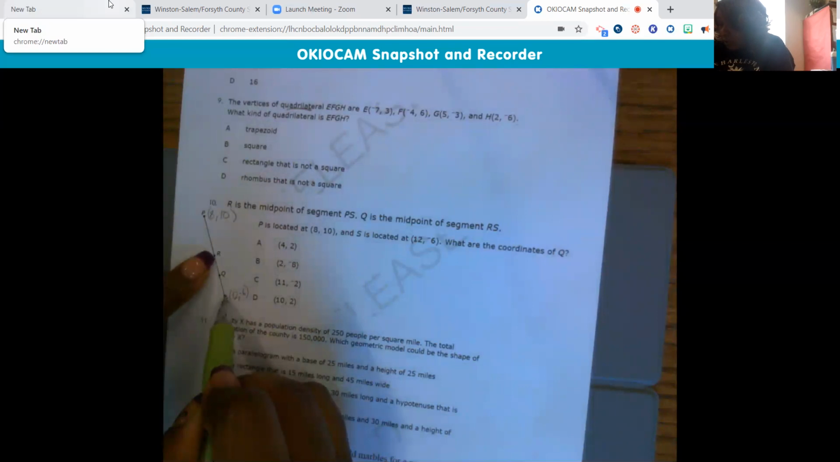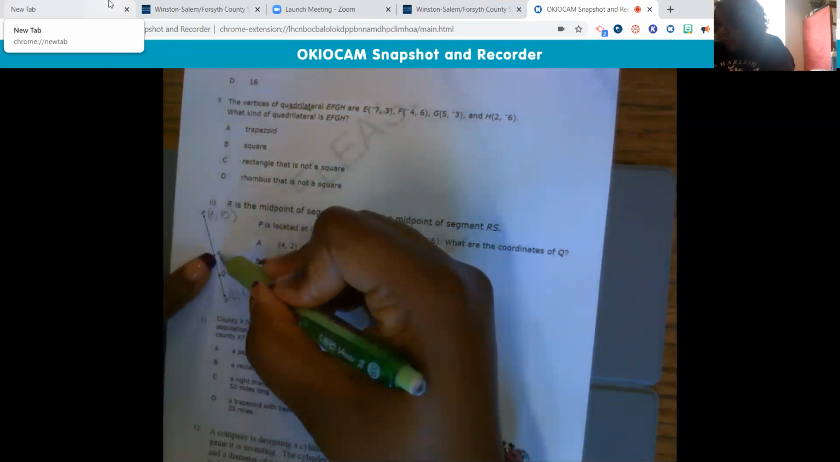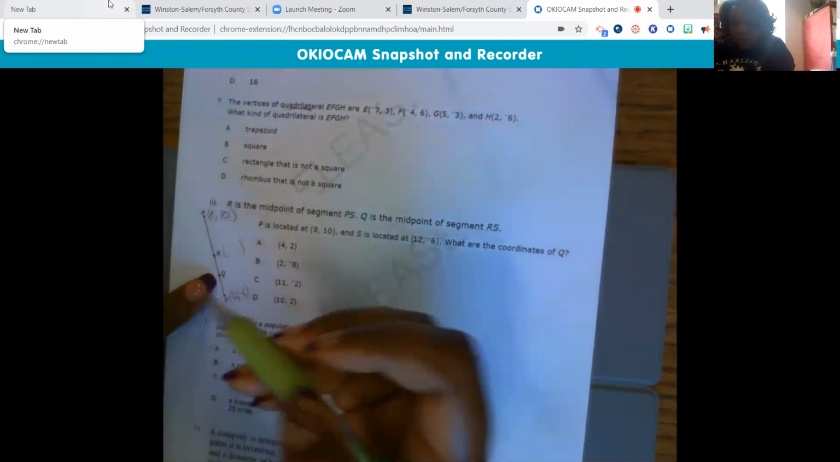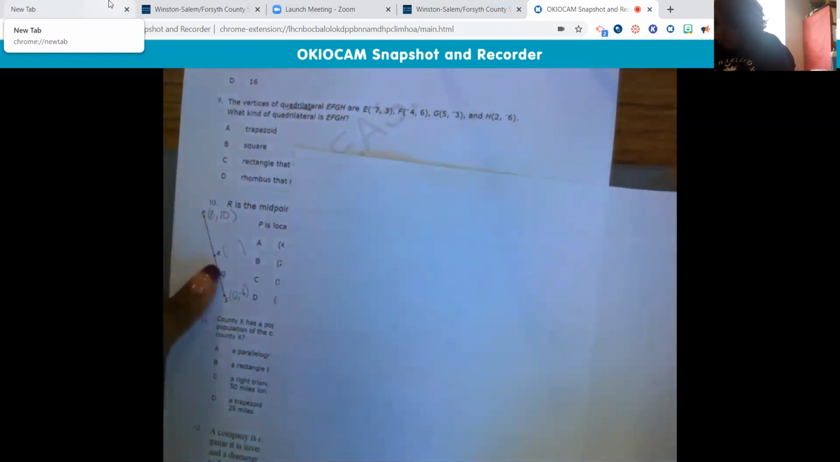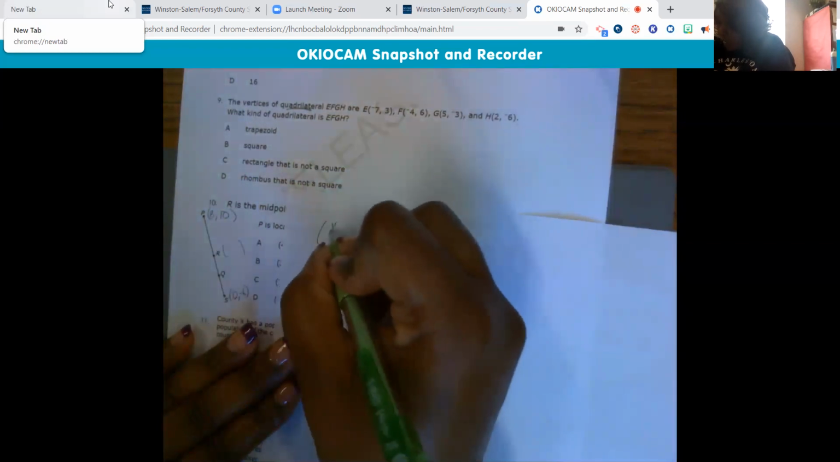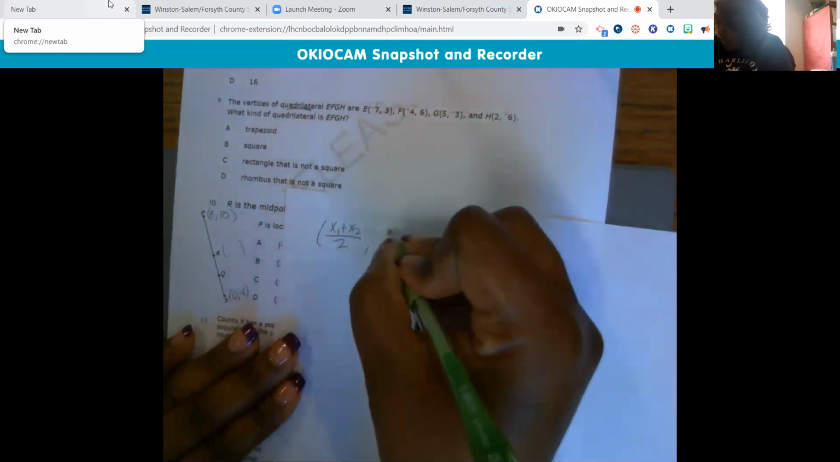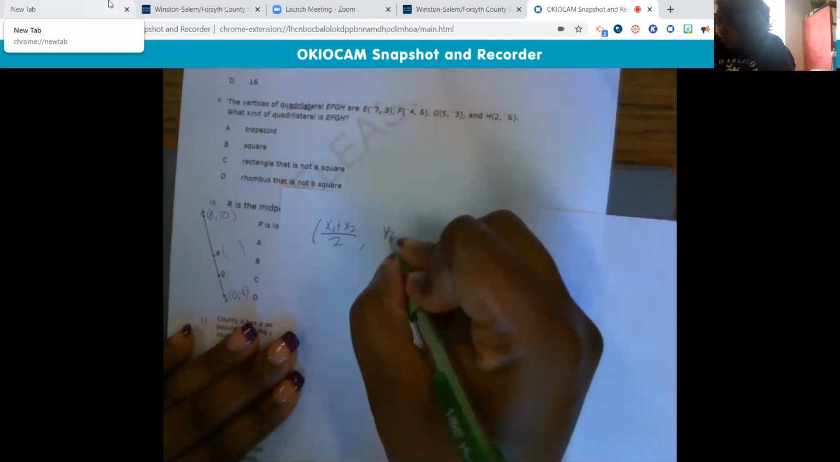So you need to figure out what this midpoint is, and after you figure out what this ordered pair is, you can find the midpoint here. So you're basically going to do midpoint twice, okay? You're going to do midpoint twice. So remember, to find the midpoint, you add the x's together and divide by 2. Then you add the y's together and divide by 2.